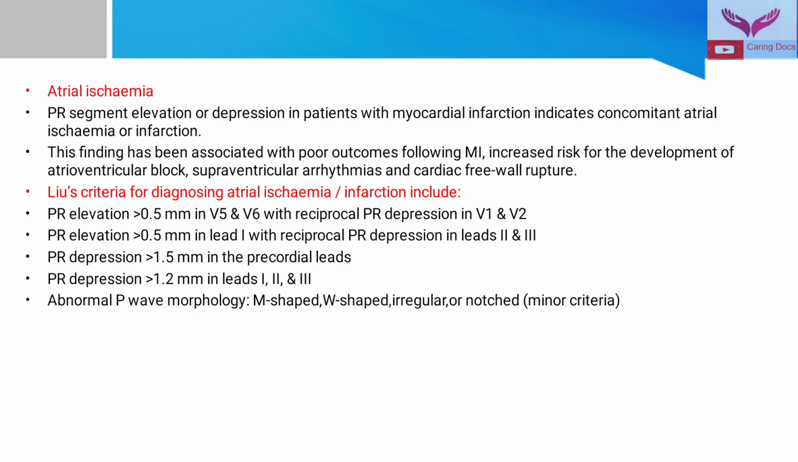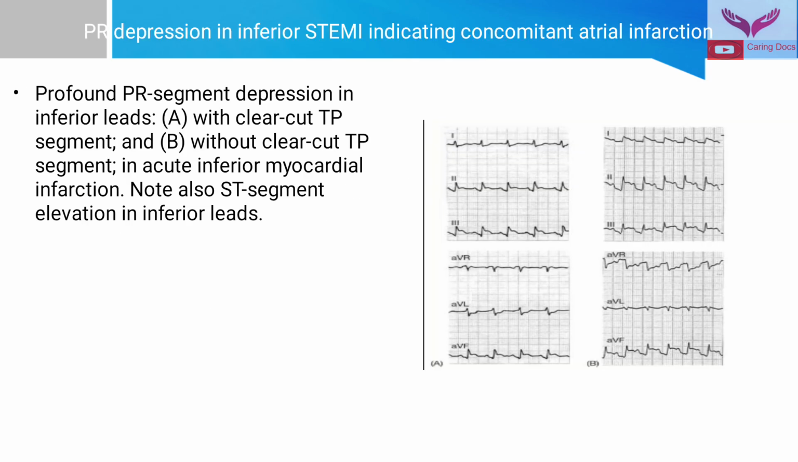Lewis criteria for diagnosing atrial ischemia or infarction include PR elevation more than 0.5 mm in V5 and V6 with reciprocal PR depression in V1 and V2. PR elevation more than 0.5 mm in lead 1 with reciprocal PR depression in leads 2 and 3. PR depression more than 1.5 mm in the precordial leads. PR depression more than 1.2 mm in leads 1, 2 and 3. Abnormal P wave morphology, M-shaped, W-shaped, irregular or notched P waves. These are the minor criteria.